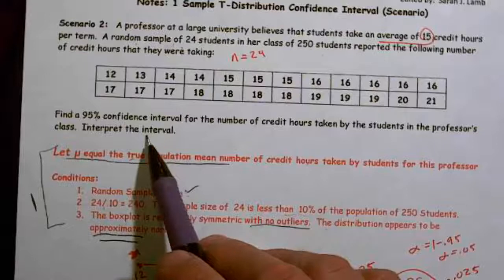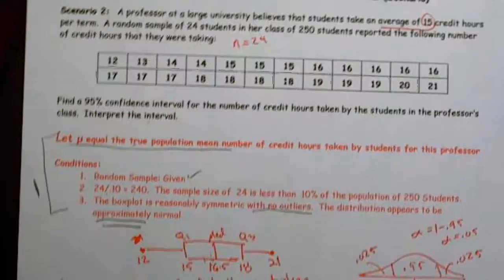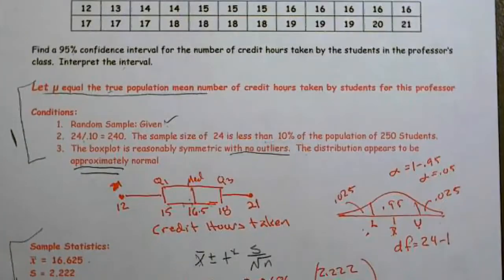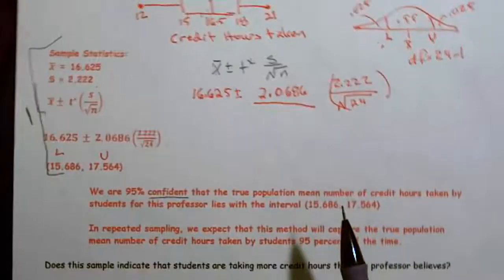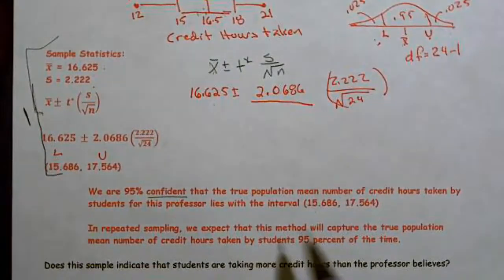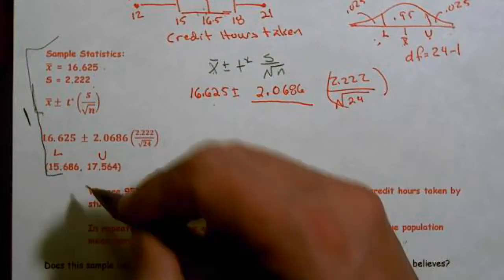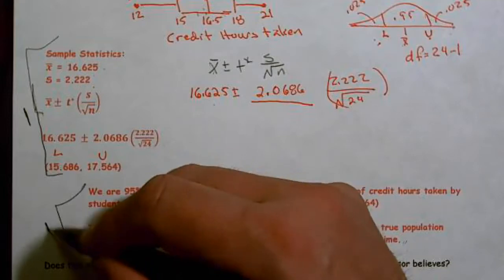But it also says interpret the interval. When they say interpret it, they're looking for an interpretation, and we'll give this in just a moment. So this is the interpretation. And then we're also going to go a little bit farther, and we're going to interpret the confidence level, which says in repeated sampling, if I do this over and over again, we expect that this method will capture the true population mean number of credit hours taken by students 95% of the time. And again, this will probably get us another point.